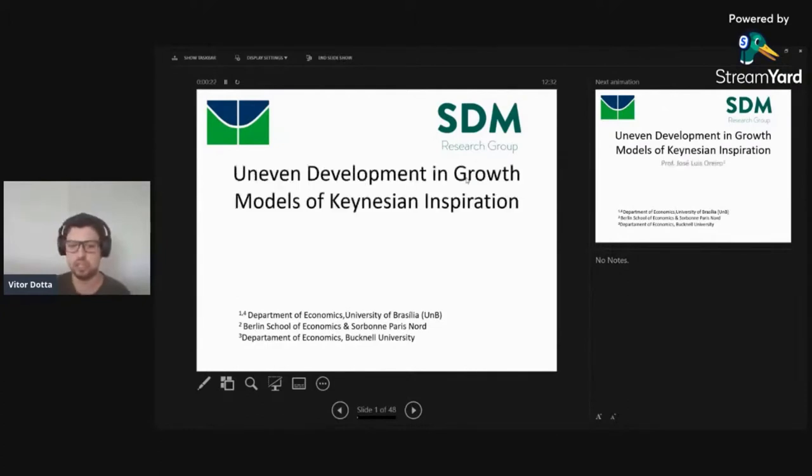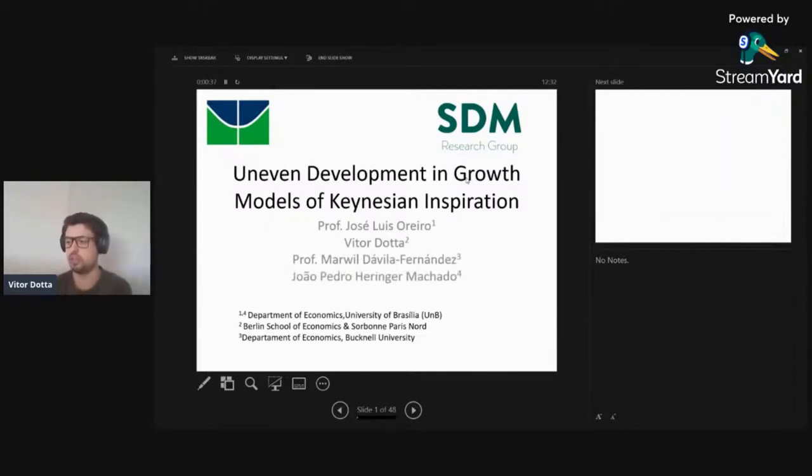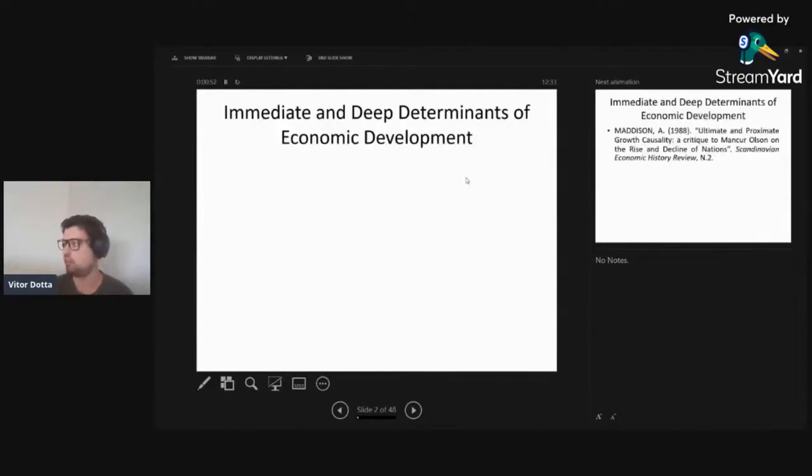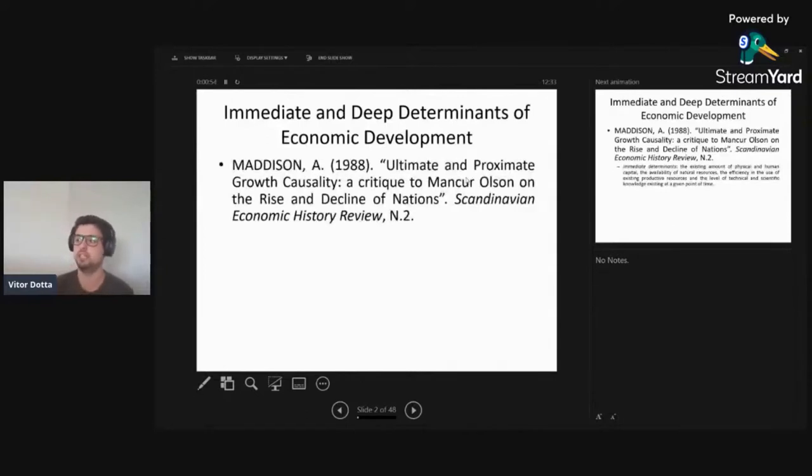I will present a comparison of models which Professor Oreiro, Marvel, and João Pedro Ehringer and I have developed, to compare these Keynesian-inspired models and see how they can explain uneven development. I will first present what is the immediate and big determinant of economic development.